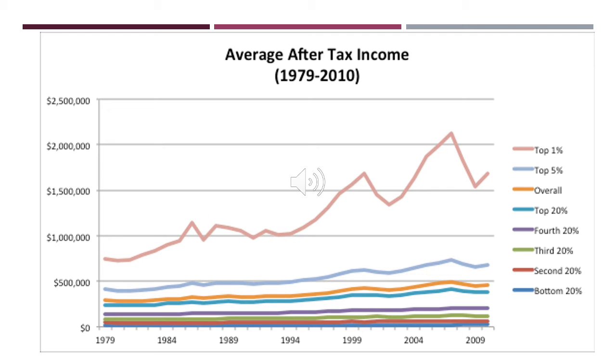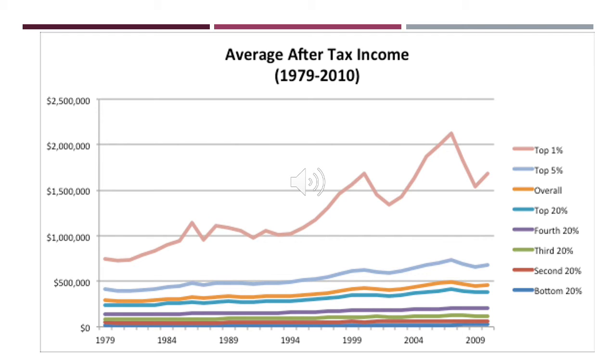The next line is the orange line, and it represents the overall change in average after-tax income for all U.S. Americans. So you can think of this line as representing kind of everybody all together. So how the economy has changed overall. The green line represents the top 20% of all earners altogether. The purple line represents the fourth 20%, meaning not the highest 20%, but the next 20%. The kind of lighter green line represents the third 20%, or the middle 20%.